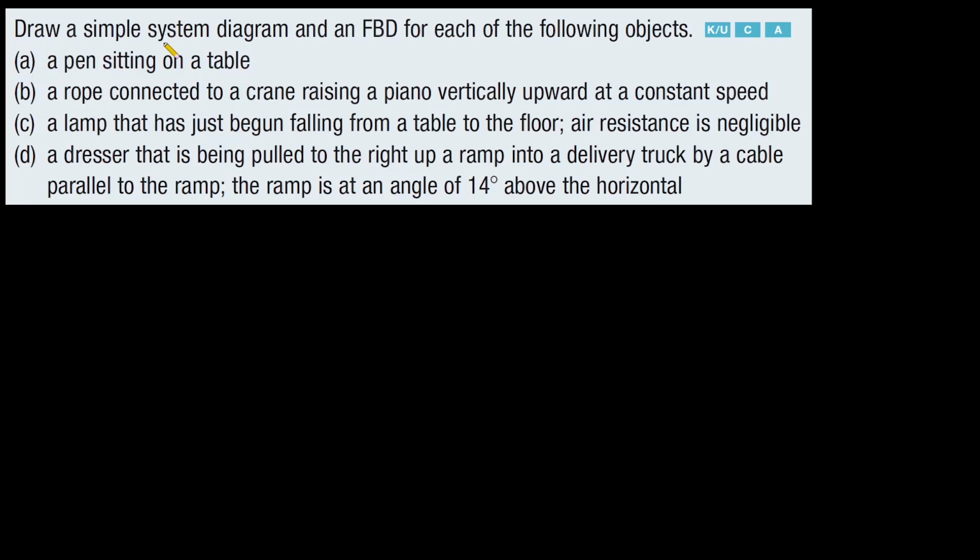Question: Draw a simple system diagram and an FBD for each of the following objects. A. A pen sitting on a table. B. A rope connected to a crane raising a piano vertically upward at a constant speed. C. A lamp that has just begun falling from a table to the floor. Air resistance is negligible.